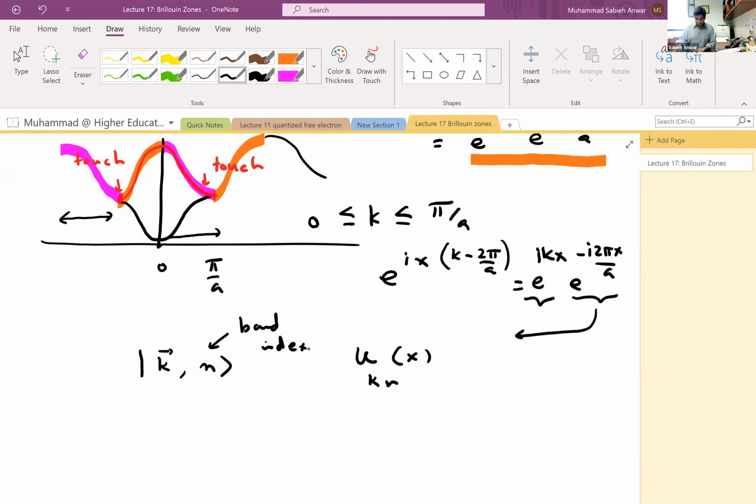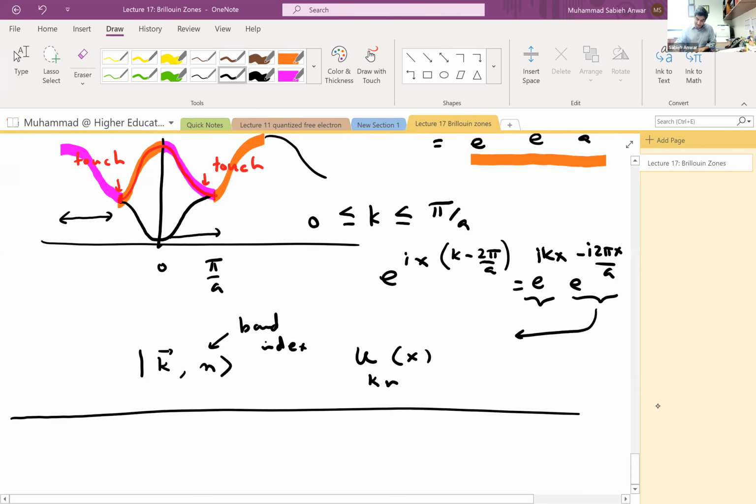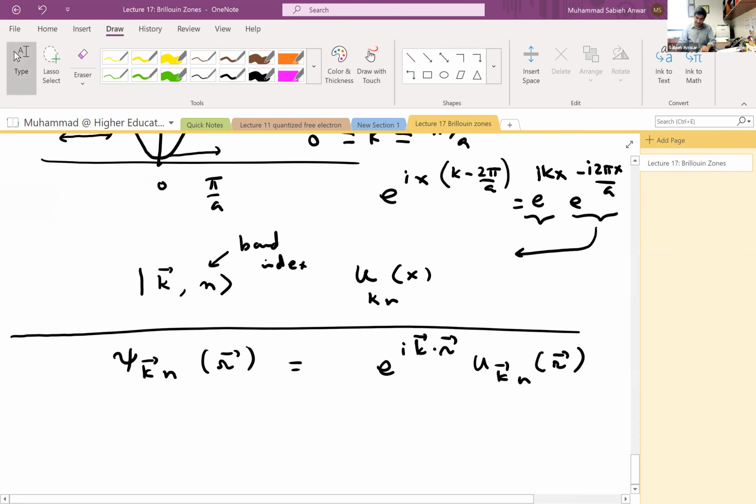All right. Any questions? Any discussion on this? So the wave function is now characterized by a k and is characterized by an n as well. And the Bloch function can now be written as e^{ik·r} times u_{nk}(r), where u is now characterized by another quantum number n. So this is our final form for a Bloch function.